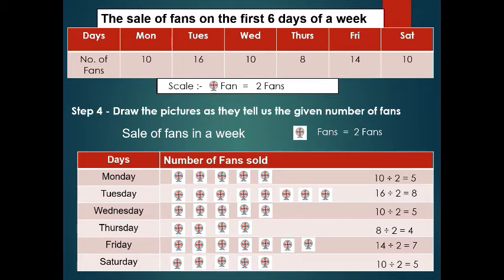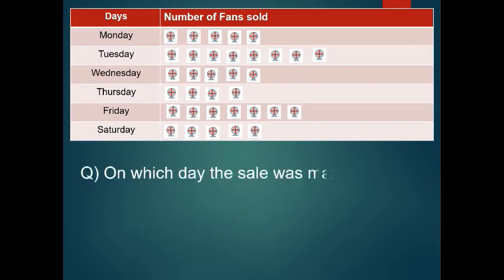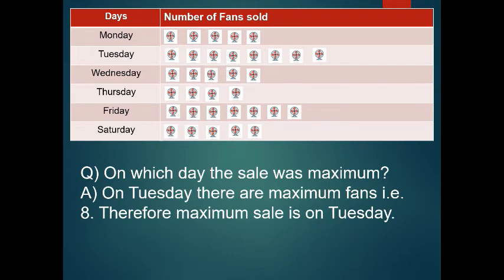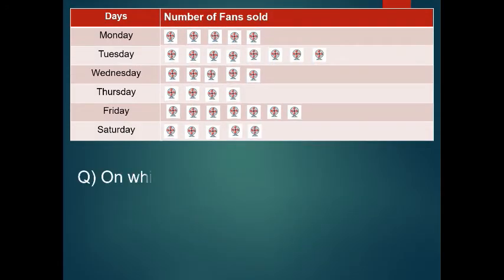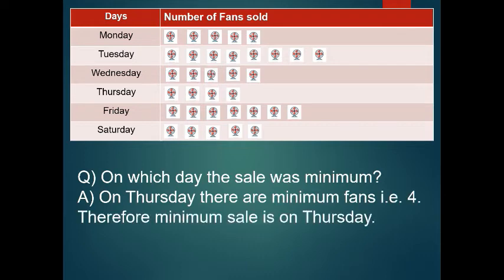Now let's see for the interpretation of the pictograph. The first question is, on which day the sale was maximum? So for this, see, on Tuesday there were maximum number of fans. So the maximum sale will be on Tuesday. Next question, on which day the sale was minimum? So on Thursday there are minimum images. So therefore the minimum sale is on Thursday.